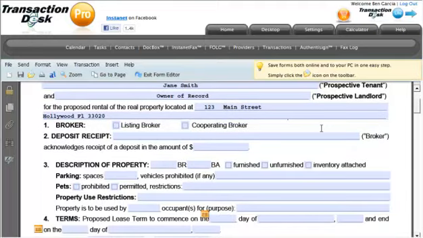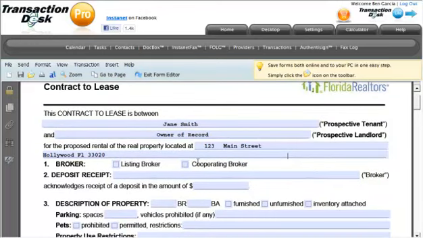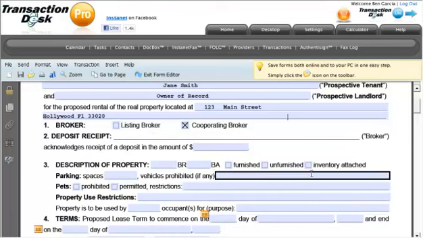Broker, line one. Are we the cooperating or listing broker? We are the cooperating broker in this instance. We are writing an offer for this transaction for Jane Smith, who is the tenant. That makes us the cooperating broker. If we were receiving it, we'd be the listing broker. We are not the listing broker in this instance. We're the cooperating broker.